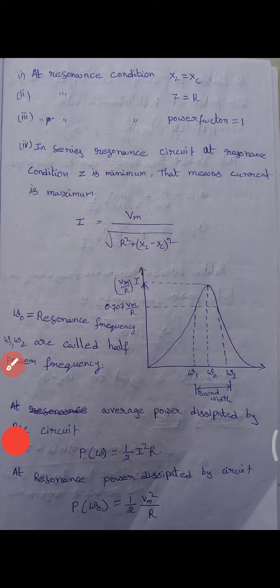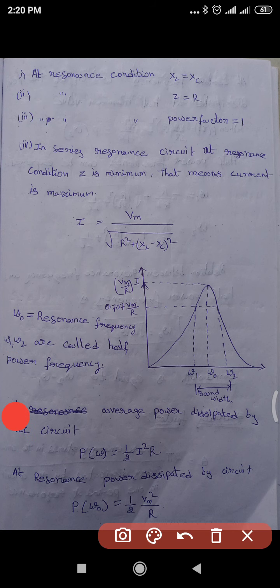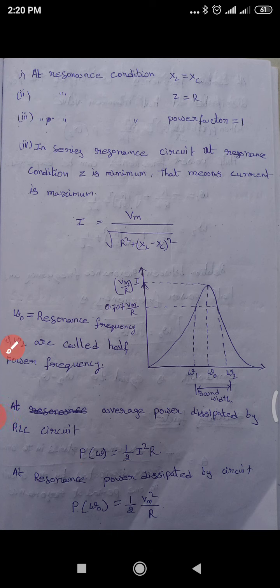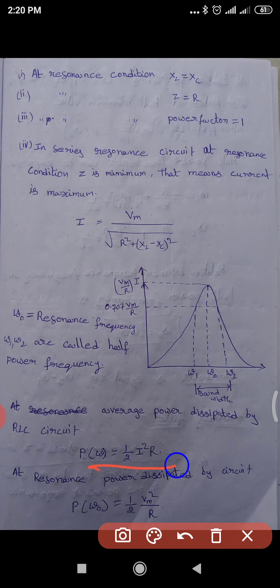If you observe here, the power P is the average power of the circuit. The average power dissipated by the circuit is expressed as half I square R. And at resonance condition, we get the power as half of Vm square by R. This is the average power dissipated in the RLC circuit at resonance condition.